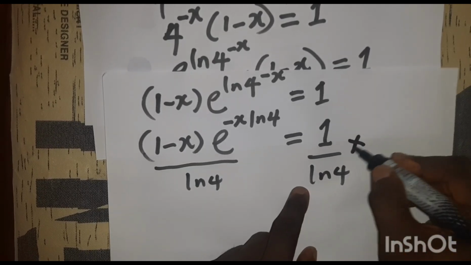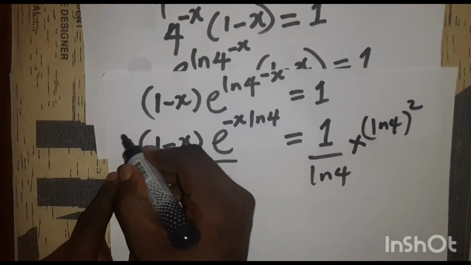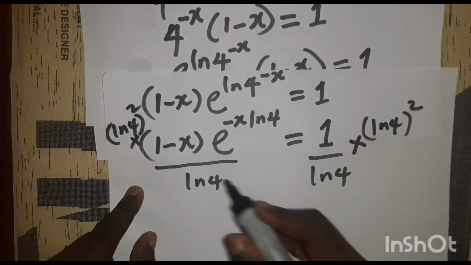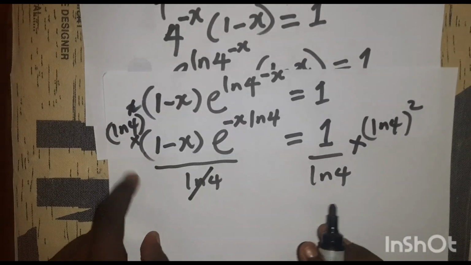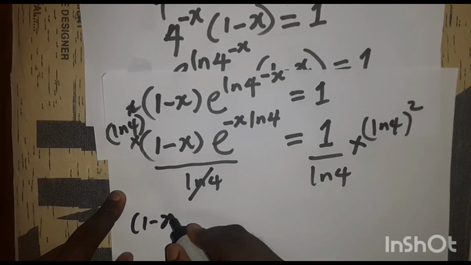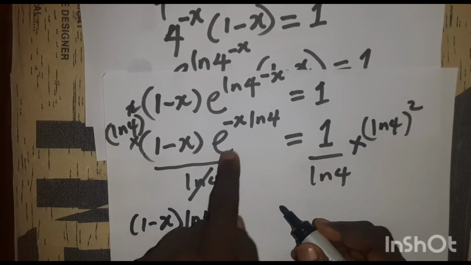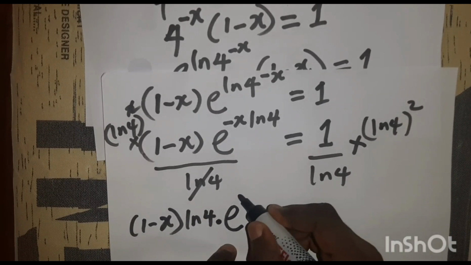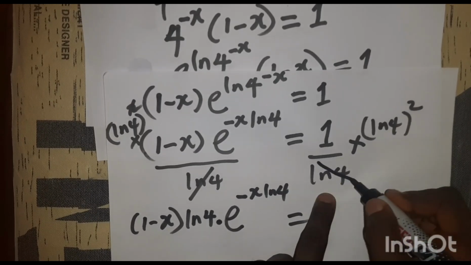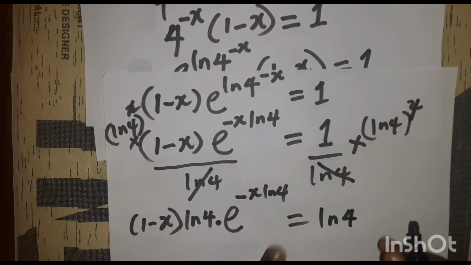So I can say multiply here by ln of 4 all raised to the power 2. The same thing here, multiply here by ln of 4 all raised to the power 2. So this cancels one of this one. I have ln of 4 left times this, and that gives me 1 minus x times ln of 4. Then times, I still have my e raised to the power minus x ln of 4 equals, then here, this cancels one of these. I have ln of 4 times 1. I still have ln of 4.